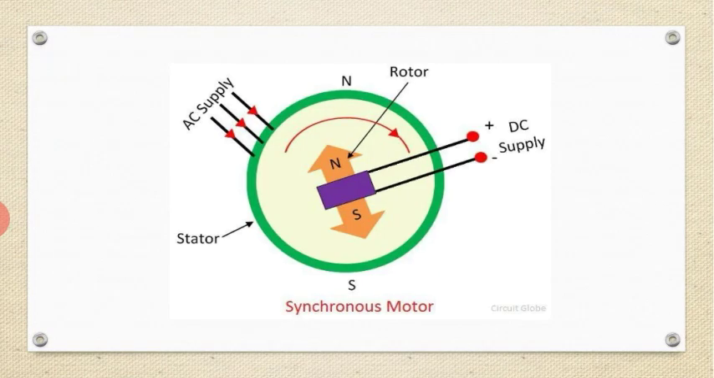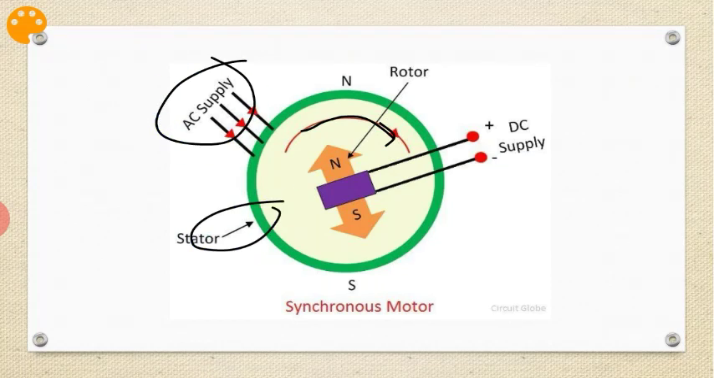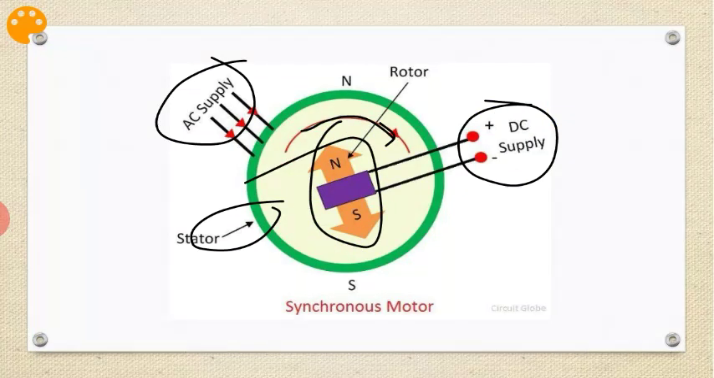Okay, this is another view. Synchronous motor: DC supply is given to the excitation coil on the rotor, AC supply to the stator. Here is the rotating magnetic field. So AC supply is given to the stator, DC supply to the excitation coil, and this is the rotor.